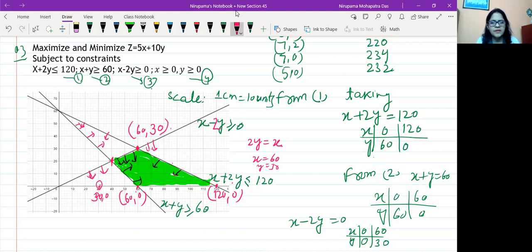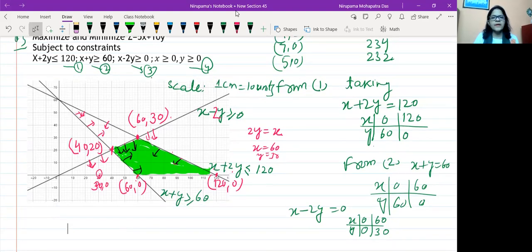Now for this point, here it is x plus y equal to 60, and this line is x equal to 2y. If x is 2y, then 2y plus y, 3y, equals 60. So y equal to 20. If y is 20, x equals what? 2y, right? It means 40. You can check it from here also. So what are the corner points?